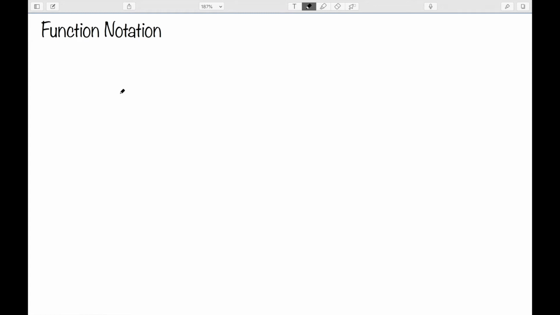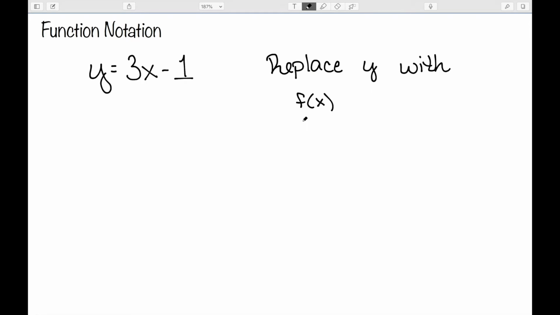In this video, I want to talk about function notation. I had previously talked about how you can represent functions using equations as y equal to something unique, like y equal to 3x minus 1. Function notation replaces the y with something of this form, which is read f of x.